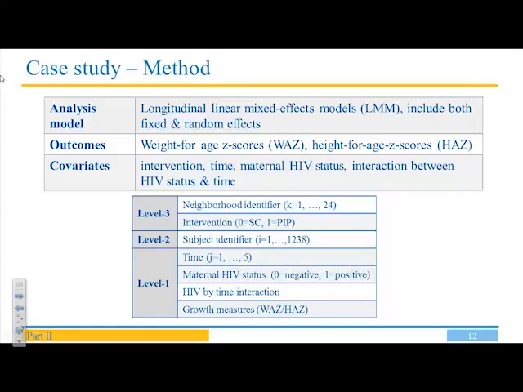What's the range for those outcomes? The Z scores? Good question.